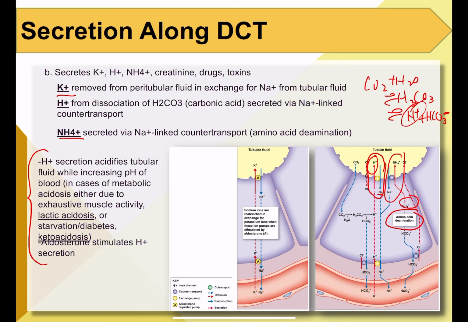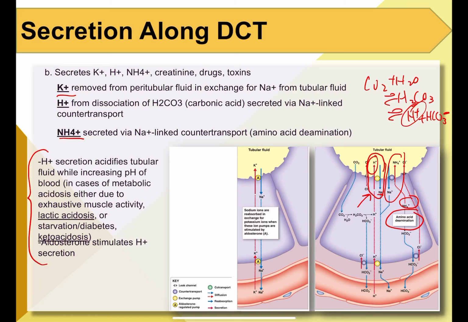And as we learned from the last chapter, blood pH can decrease due to lactic acidosis from working out too extensively, or ketoacidosis, which is from starvation or diabetes. Those are the conditions that can lead to a decrease in blood pH, which your kidney will then actively counter by excreting hydrogen ions to maintain your pH level.